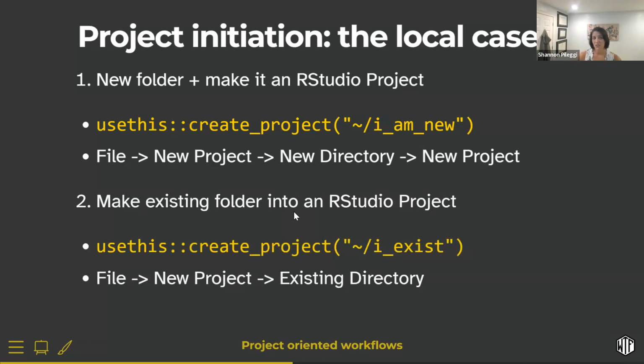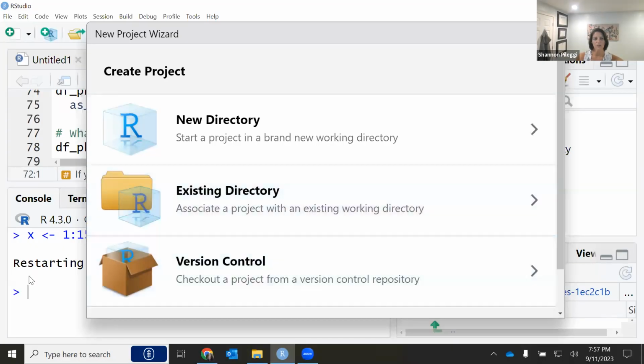And alternatively, you can make an existing folder into an RStudio project. So again, you can use this create project, the same exact function, but on a directory that already exists. So in this case, this would be our rstats WTF libraries one. Or you can navigate to that by doing File, New Project, and then clicking on Existing Directory, as shown here.